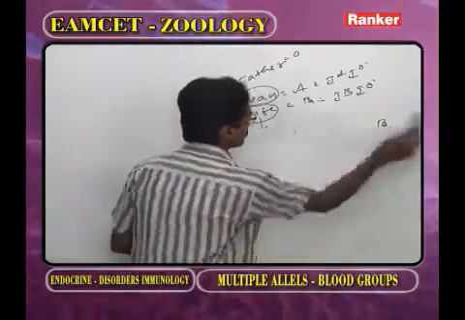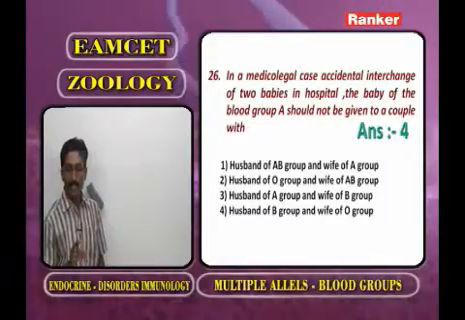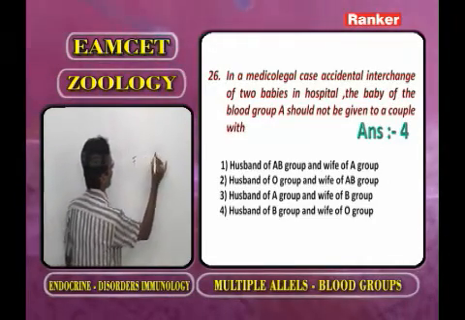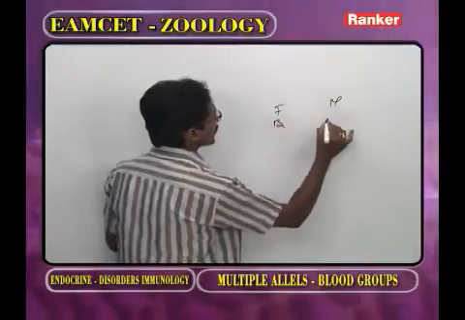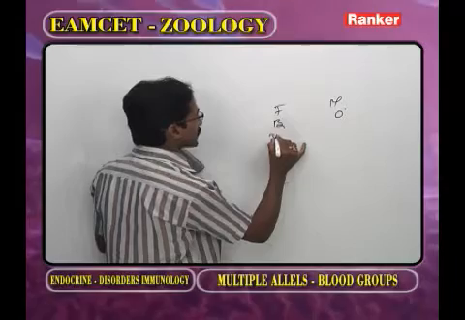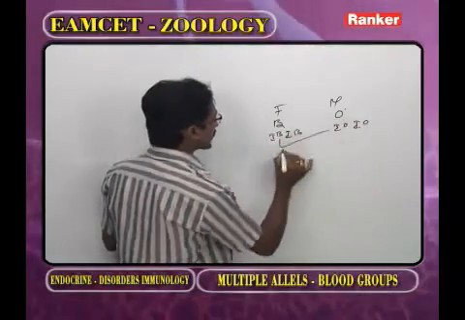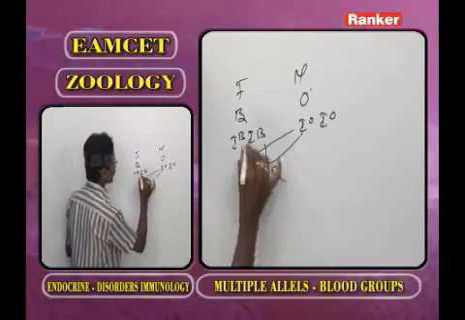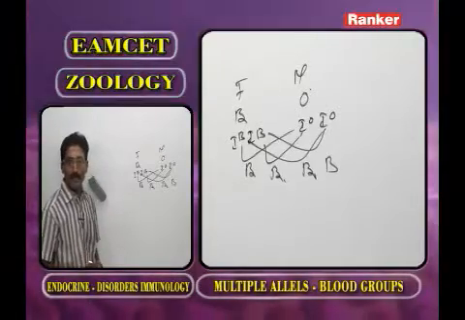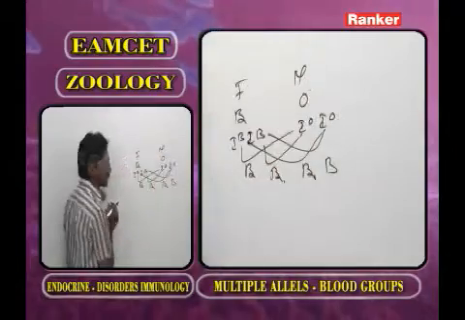Now, as we observe the answer, here the answer is the father is B blood group and mother is O blood group. Father blood group is B and mother blood group is O. Now we go for it: if the father is homozygous, IB IB, and mother IO IO, now you observe, what type of blood group are we getting? The B. But here the baby blood group is A. So such a baby is not given to these parents.